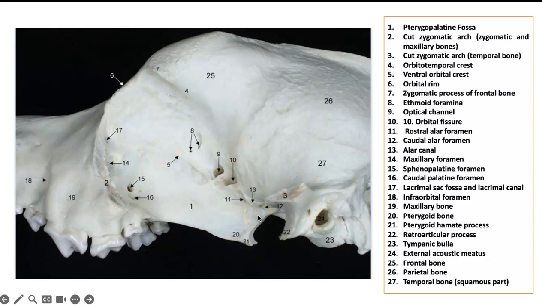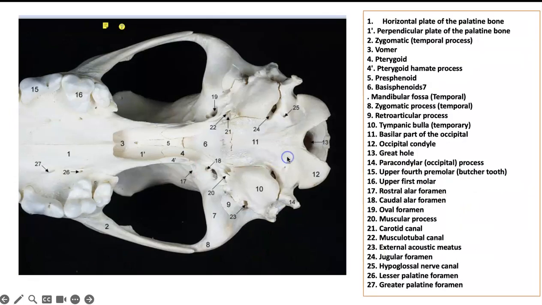Again, I'm just repeating many slides, so that you can practice and be able to see the foramina very clearly. Again, you can see also different types, and we have the tympano-occipital fissure, the oval foramen, and then you can see the alar canal here. And you can see also here the major palatine foramen, and also the rostral palatine foramen.